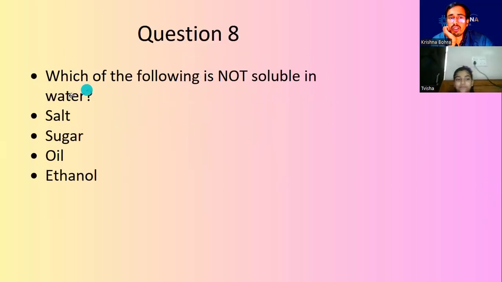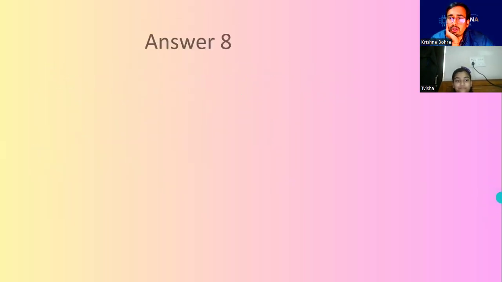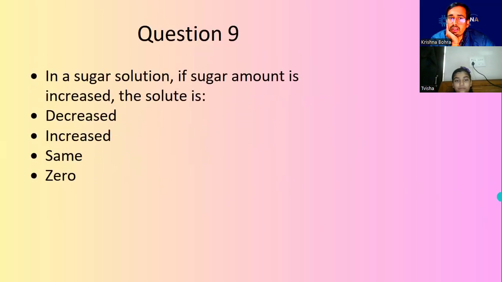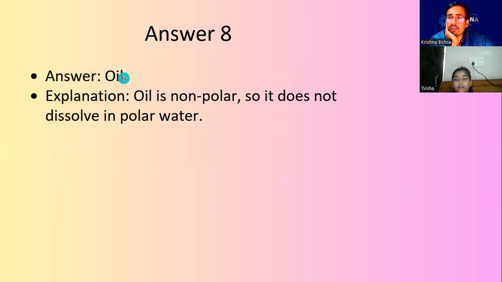Let's move on to question number 8. Which of the following is not soluble in water: salt, sugar, oil, and ethanol? Oil. You are absolutely correct. Let's move on to question number 9. Can you give a reason why oil is not soluble in water? Because oil is neither an ionic nor a covalent substance. I just wanted to ask what is the meaning of ethanol?